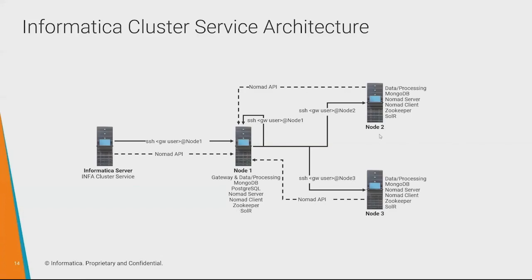So here node 2 is only a data and processing node. Again, MongoDB is running here, that's why it's a data node, as well as a processing node, because a Nomad client is also deployed in this one, right? Same is the case with node 3. So this is a typical 3-node architecture where the MongoDB and Nomad cluster gets deployed and becomes part of the Informatica cluster service.